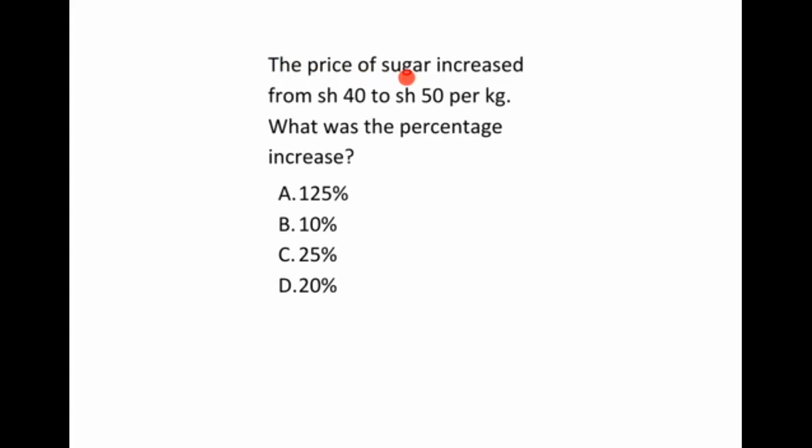The price of sugar increased from 40 shillings to 50 shillings per kilogram. What was the percentage increase? Solution. For us to get the percentage increase here, first let us get the increase. The increase, we are going to get it by subtracting 50 minus 40.